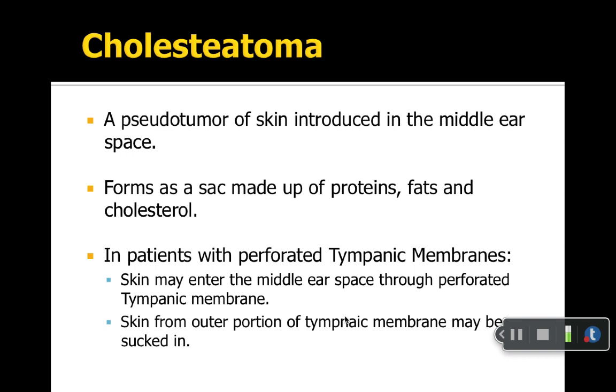This is a pseudotumor. So, for example, let's say you have a perforation in your tympanic membrane that was caused by a Q-tip. So you perfed your tympanic membrane from the ear canal into the middle ear space. And there was some skin that got in there after the tympanic membrane healed. And the skin just sort of started growing on its own. And there was this sack of proteins and fats, and it just grew and grew and grew. And it sort of overtook the middle ear space.